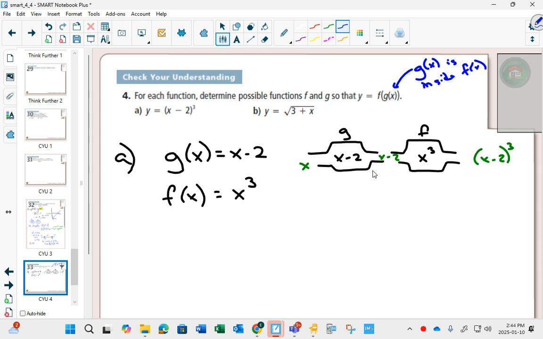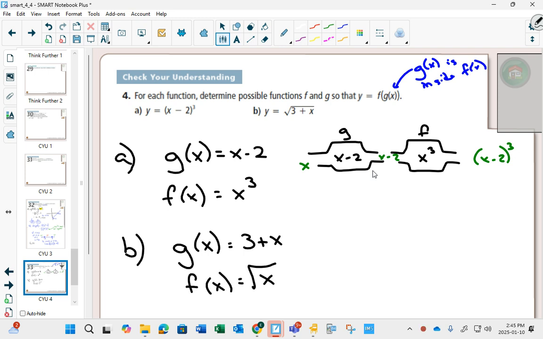So for B, can you see that the 3 plus x is inside of the square root? So your inside function would be 3 plus x, and once you've done your inside function, what do you do to the answer? You square root it. So our outside function is the square root of x.